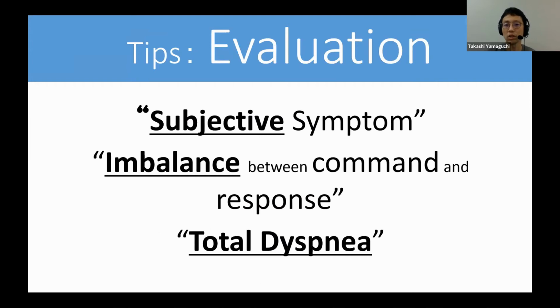So in summary of the evaluation of the dyspnea in cancer patients, dyspnea is a subjective symptom not necessarily related to the objective parameter, and the imbalance between the respiratory command from the brain and the respiratory response of the periphery is the expected mechanism of the dyspnea development. And the concept of total dyspnea is very important. So we have to evaluate the patient very comprehensively.